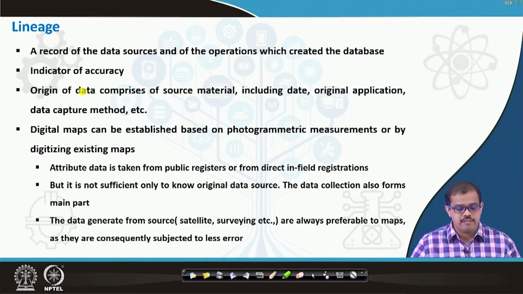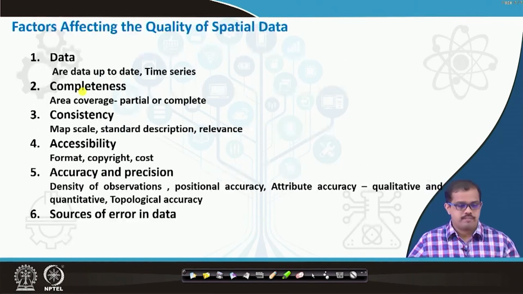The data generated from the source, whether it is satellite, surveying, etc., are always preferable to maps, as they are consequently subjected to fewer errors. So you prepare it as maps, and because of which you can look at what is the accuracy of that particular map and then use it in your database.